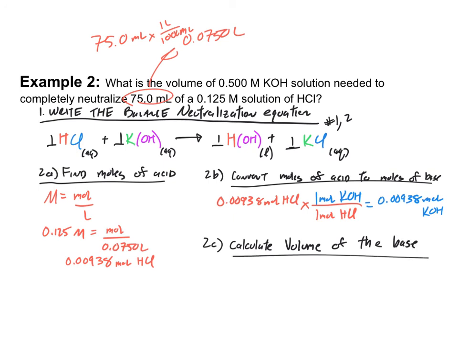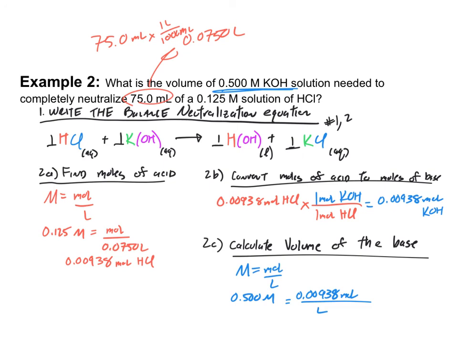Okay, so we're going to use the molarity formula again. Molarity is equal to moles over liters. And we know the molarity because that was given to us in the problem. So we have 0.500 molar KOH is equal to, and we know the moles, which is 0.00938 moles of KOH. And we're looking for liters of KOH.